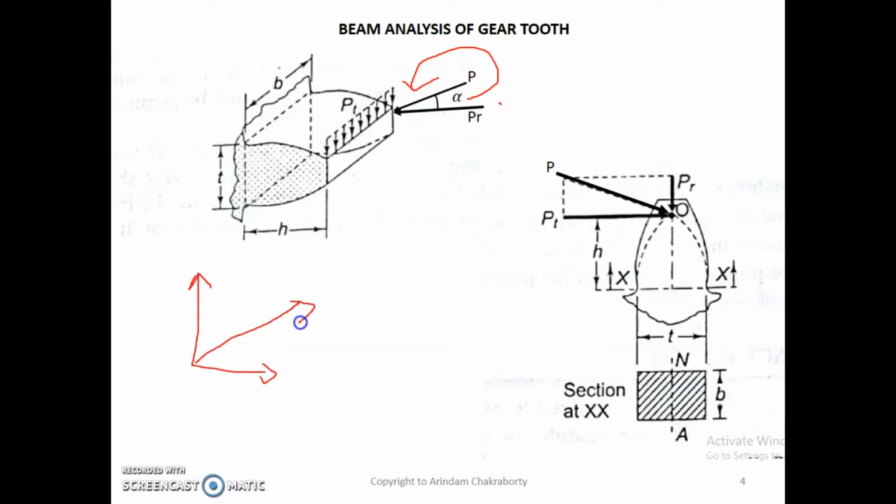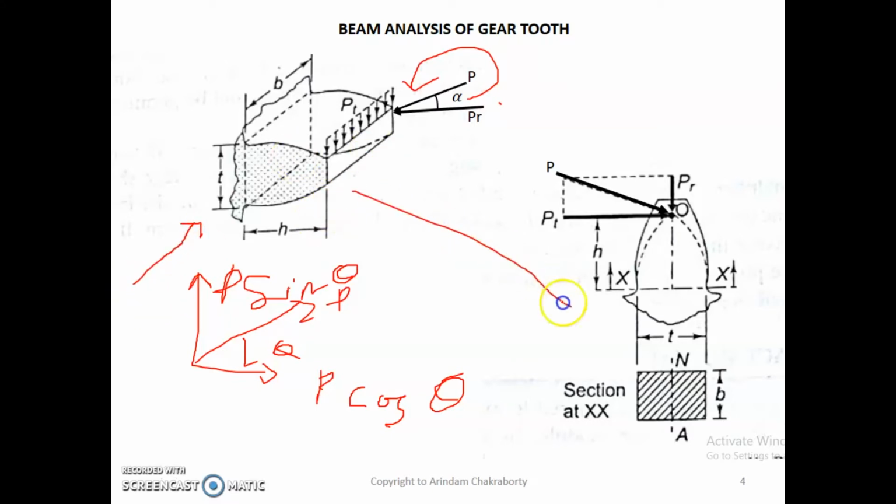that if it is P at an angle theta, then it will be P cos theta and it will be P sin theta. Fine, clear? Now let us observe from the front view. This is nothing but this one.